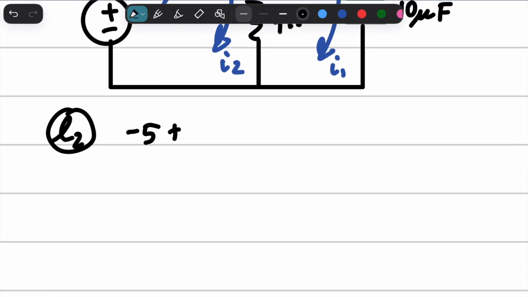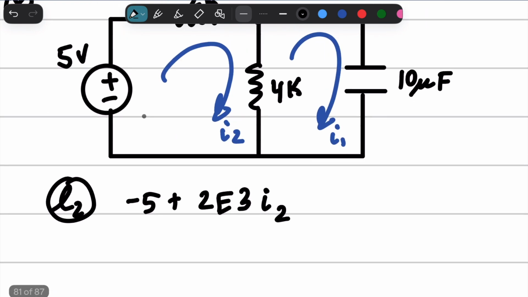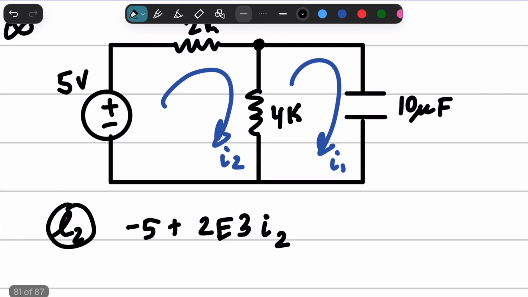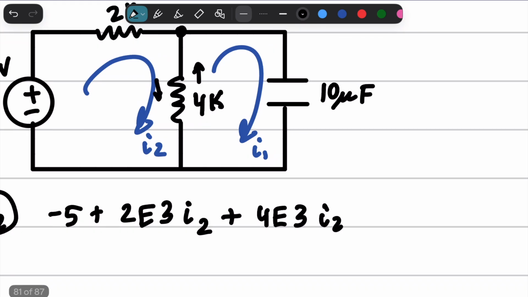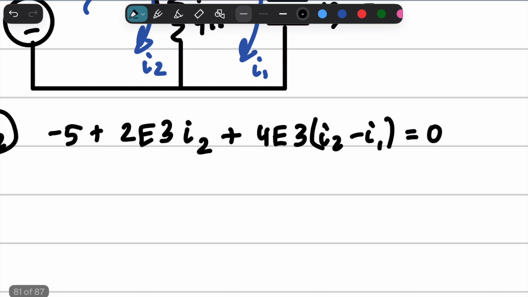minus 5 plus 2e3 I2, right? Because we're going to go through loop 2 first, and I'm just doing loop 2 first because it's arbitrary. Plus 4e3 I2. And notice that I1 is going to be opposing I2, not necessarily canceling out. Minus I1 equals 0. Let's simplify this.